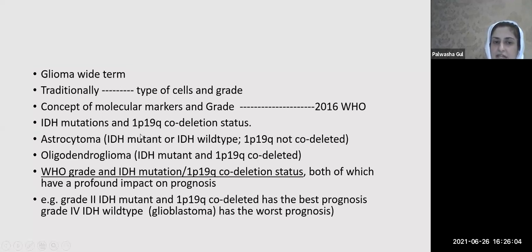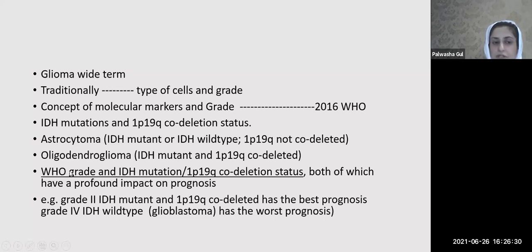And if it is IDH mutant, which basically means a mutation is there, it's going to respond well to treatment, okay? And IDH wild type is not going to respond well to treatment. It's going to be an aggressive tumor, okay? And let's say then we are talking about oligodendroglioma, and oligodendroglioma by definition would be IDH mutant, and it will have 1p19q codeletion. So this is the concept that you should know.